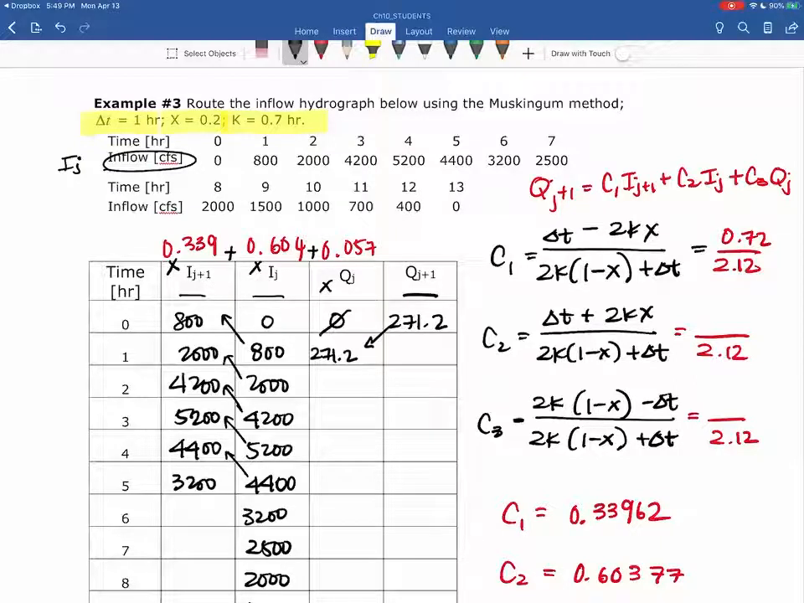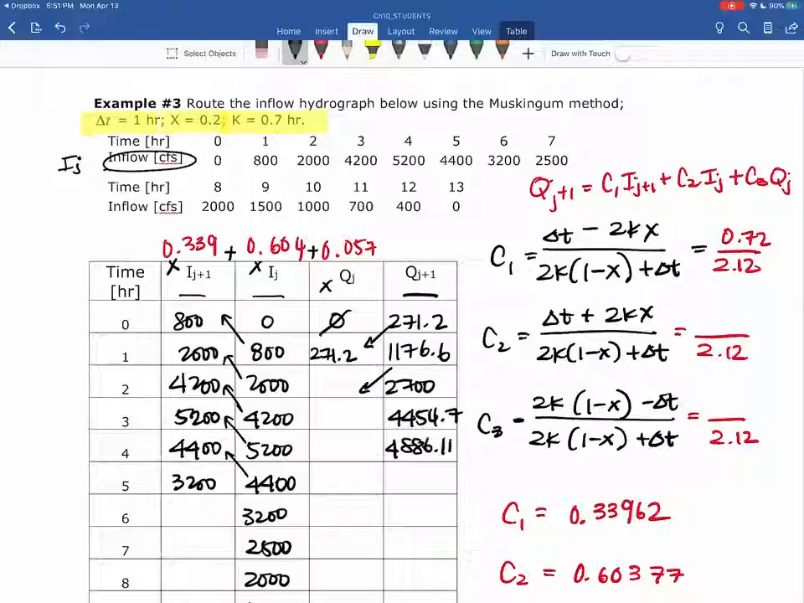And then you do the process again. It's going to be 2,000 multiplied by 0.339 plus 800 multiplied by 0.604 plus 271.2 multiplied by 0.057. And that's going to give us what? 1,176.6. Beautiful. And then you just keep doing it again. Does this make sense? This is about 2,700, 4,454.7, 4,886.12.